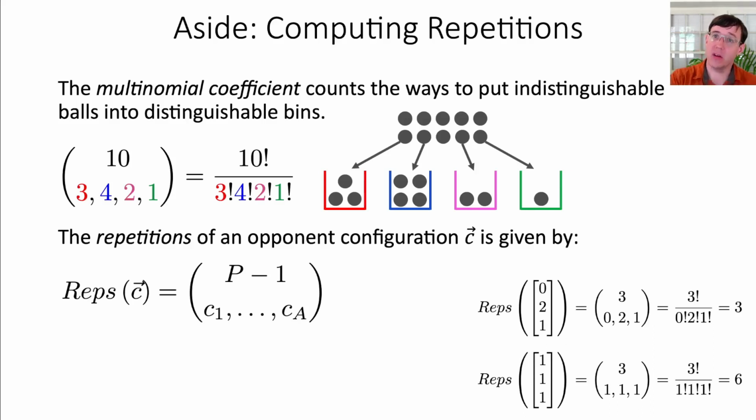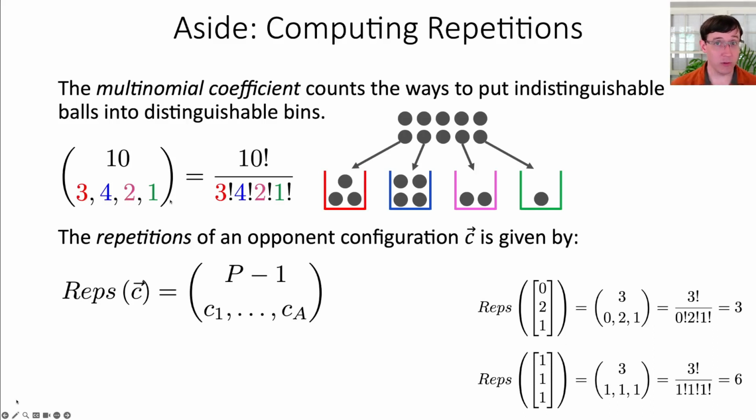To compute the number of asymmetric repetitions of a given symmetric configuration, we are counting the number of ways we can assign the symmetric players to the different actions to give us the same configuration. And so if we had 10 opponents and 4 possible actions, then for the configuration where 3 players play the first action, 4 play the second, 2 the third, and 1 the fourth, the number of arrangements would be given by the multinomial coefficient 10, choose, 3, 4, 2, 1.